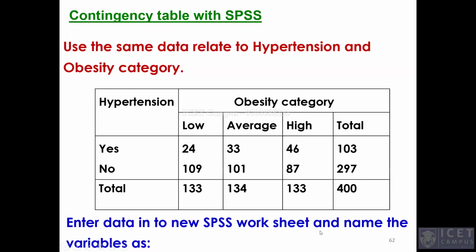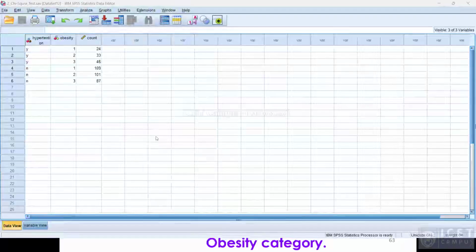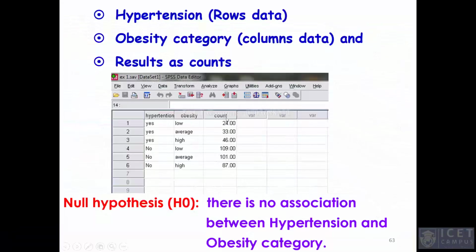Enter the data into the SPSS worksheet and name the variables. So we can enter this data. Here, hypertension, obesity, right? So we open it, regression, chi-square statistics. Then we can enter the data. Here you can see hypertension, obesity, and count. So then we can enter this data like this.